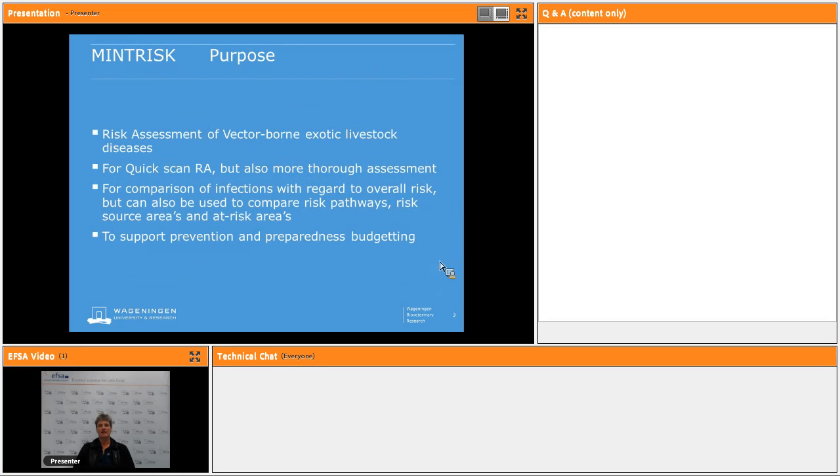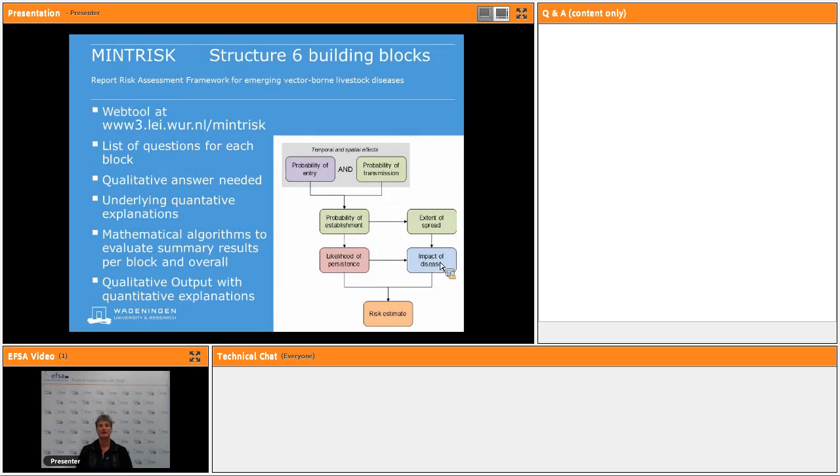The purpose of MintRisk is, as I said, risk assessment of vector-borne exotic livestock diseases, and it's mainly meant for quick scan risk assessment, but it can also be used for slightly more in-depth assessment of the risks. One of the typical purposes is also to compare different infections, so that's one of the main things, that every different disease is assessed in the same way so that we can compare all those diseases. Besides that, risk pathways and risk source areas and at-risk areas can be compared for the risk. Besides that, it's also helpful to support the budgeting for prevention and preparedness.